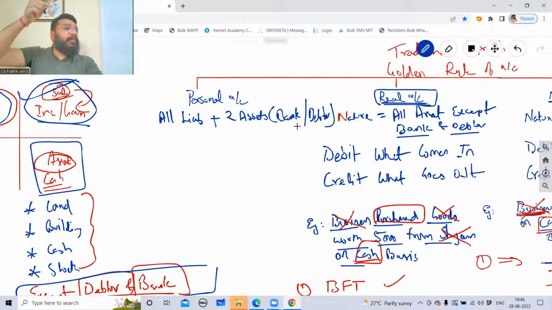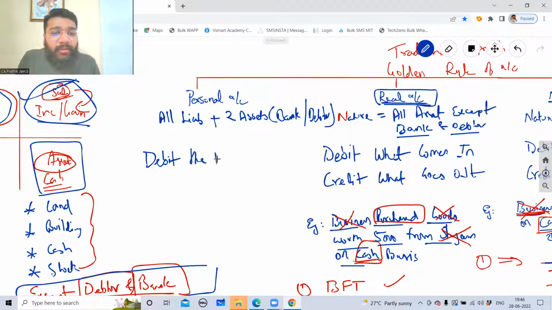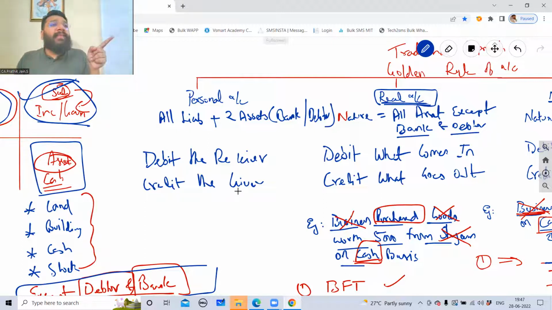So all my dear liabilities, all my dear bank and debtor, please come to my house. If these others are not letting you inside, my house is open. Come to my house. So what is the rule you will follow? Debit the receiver, credit the giver. If you're receiving something, debit yourself. If you're giving something to somebody, credit yourself.